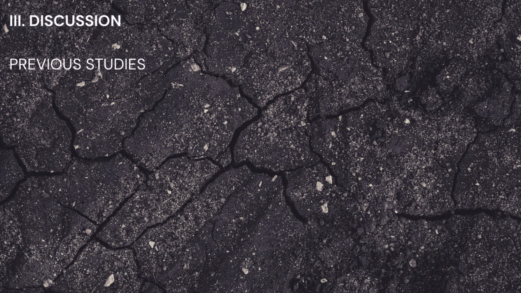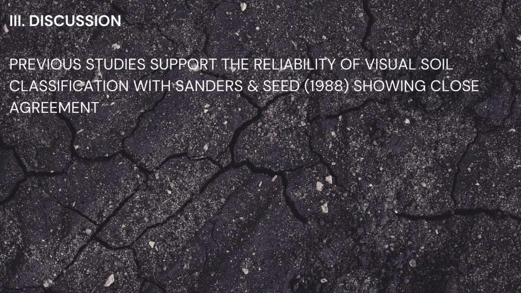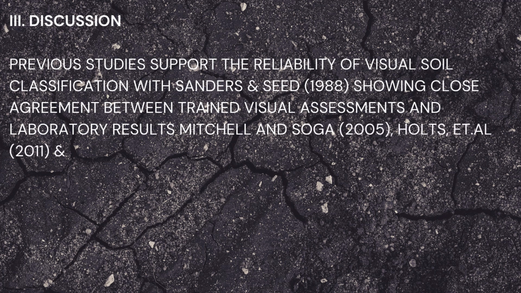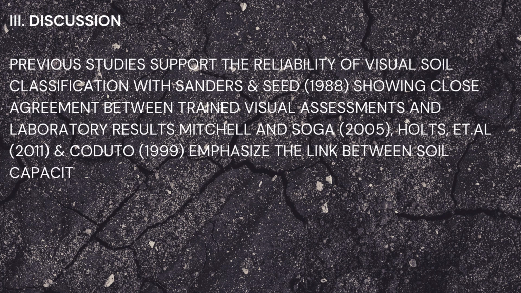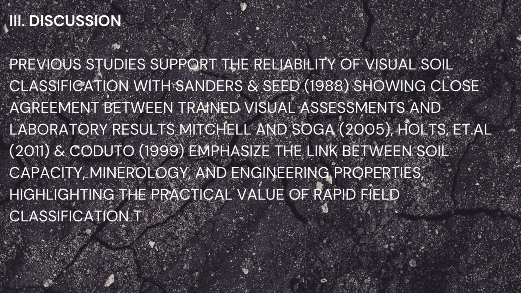Previous studies support the reliability of visual soil classification, with Sanders and Seed, 1988, showing close agreement between trained visual assessments and laboratory results. Mitchell and Soga, 2005, Holtz et al., 2011, and Coduto, 1999, emphasize the link between soil composition, mineralogy, and engineering properties, highlighting the practical value of rapid field classification.